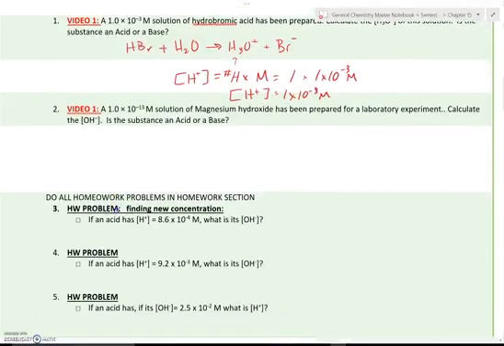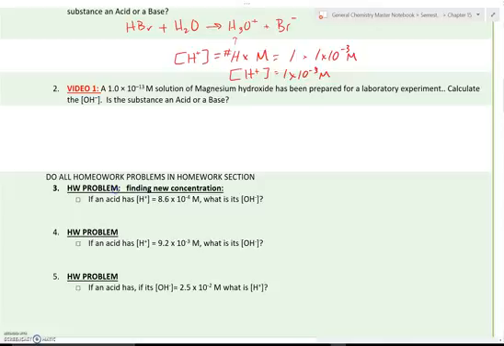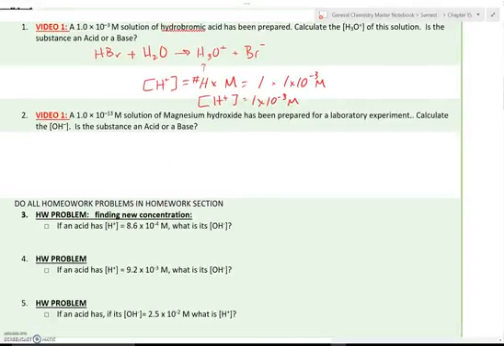Our second one could be a little bit more challenging. I guess we'll find out, right? So we have a 1 times 10 to the negative 13th molar solution of magnesium hydroxide that has been prepared for a laboratory experiment. Calculate the OH- concentration. And then is the substance an acid or a base? Oh, we forgot to answer here. Acid. My bad.